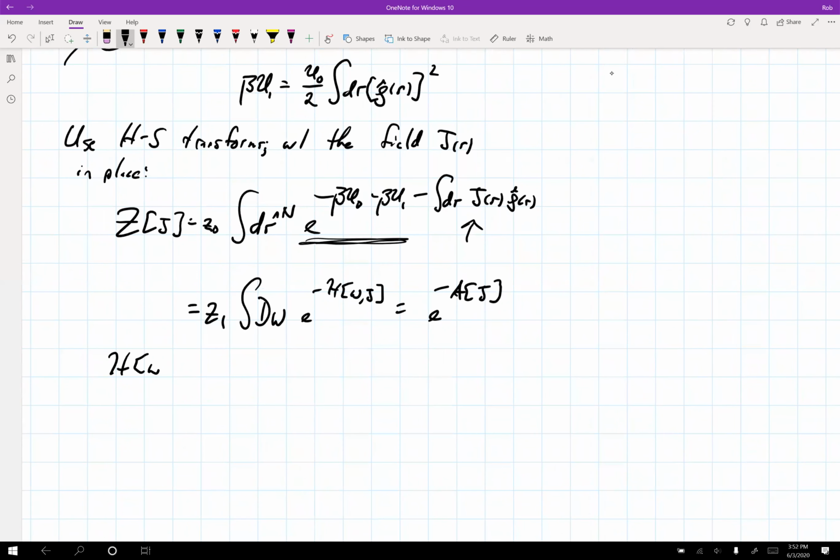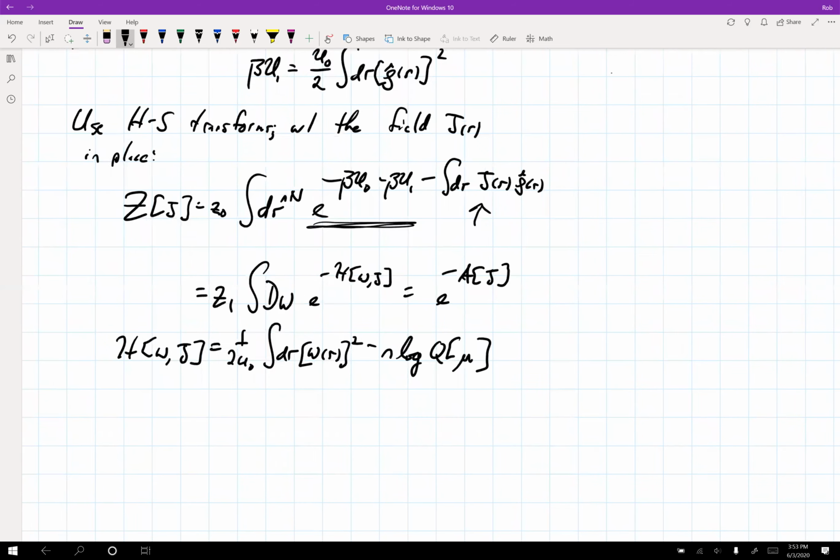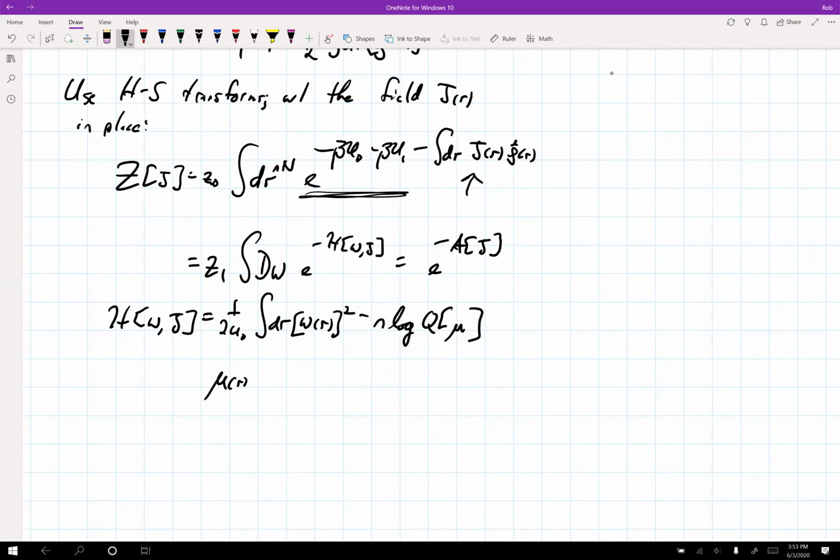And then the whole structure of the thing is now 1 over 2u0 integral dr W squared minus N log Q. And I'm going to call this field that goes into this molecular partition function just mu. And now mu of r has the original part that we had when we did the original Edwards model, but now it's augmented with J of r. Right, so we have this extra contribution that we're throwing on here at the end.